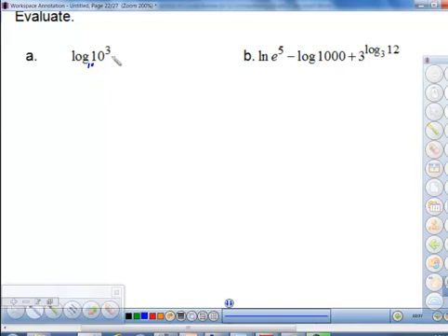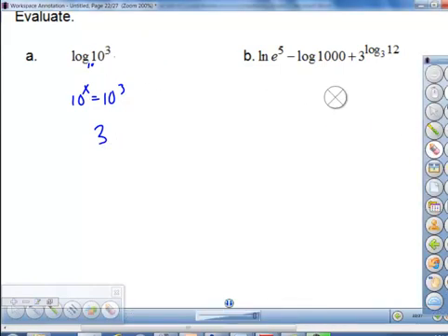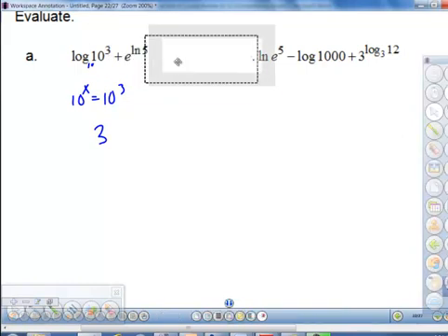If we see a log, let's put it in exponential form. So this is 10 to the x equals this thing in the middle, so it's 10 to the third. So what does x equal? 3. Good. So this first term equals 3. Is everybody okay with that? See, it's really not that bad. Okay, let's look at the next guy.